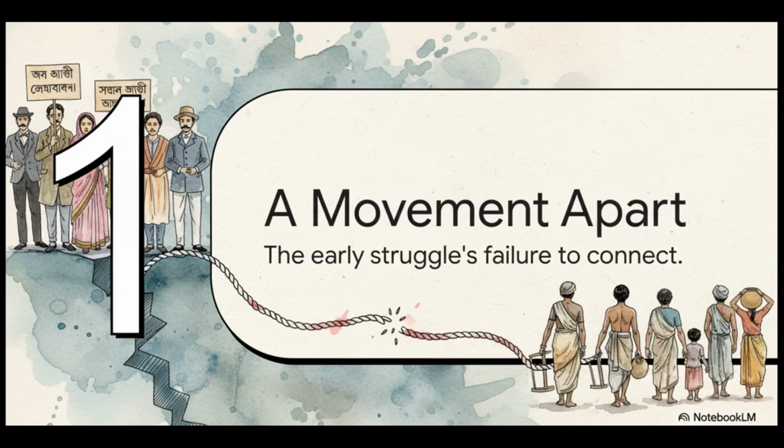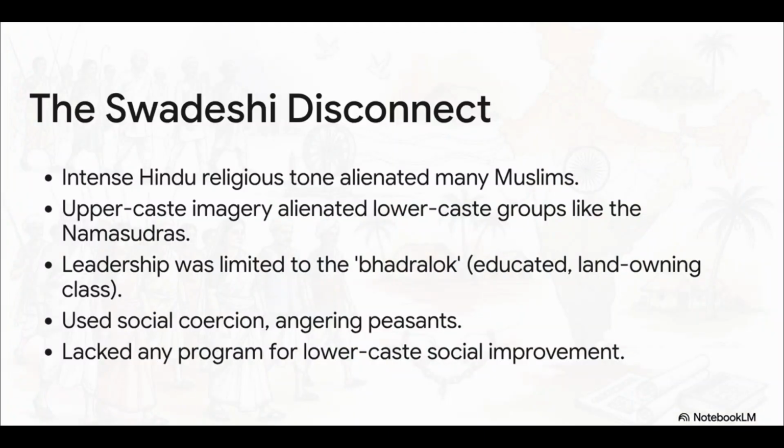So to really get the transformation, we have to start with the original problem. And the early Swadeshi movement in Bengal is the perfect case study. It was truly a movement that was apart from the masses. And this really breaks down why it just didn't connect. It wasn't one single thing, you see.